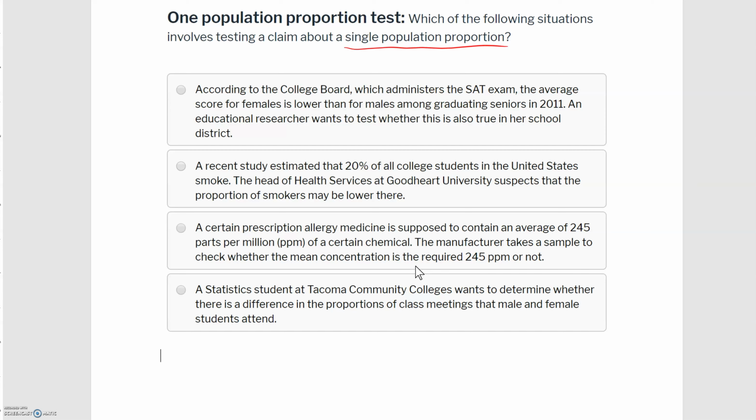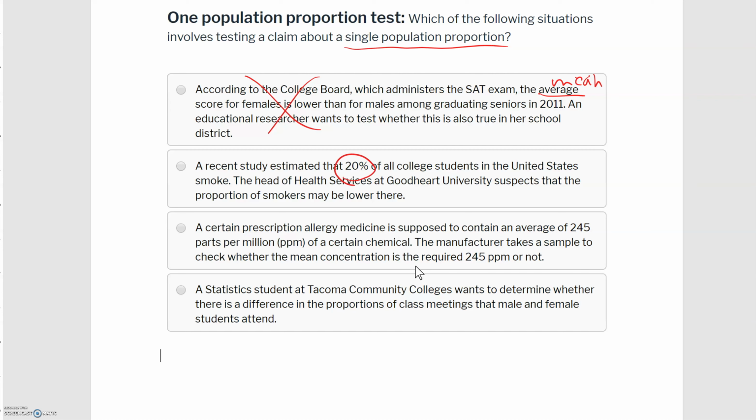So I'm looking for something talking about a percent. So here we go. According to the College Board, which administers the SAT exam, the average score, oh boy, average is mean. This is not what I want. Okay, a recent study estimated that 20% of college students in the U.S. smoke. The head of Health Services at Goodhart University suspects that the proportion of smokers may be lower there. So they're going to test their students as a one proportion. This is sounding good. Let's make sure the other ones aren't.